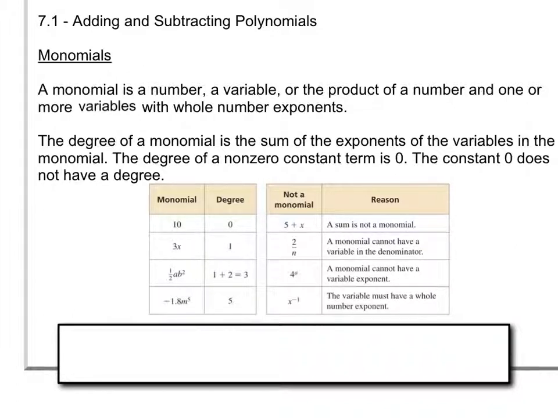Now, if you were to rewrite that as 1 over x to the first, or just 1 over x, then we would violate the rule that we did with the second problem, where we can't have a variable in our denominator. So anytime we have a negative exponent in a numerator, we do not have a monomial.